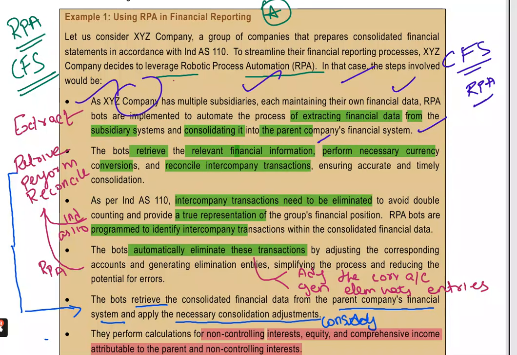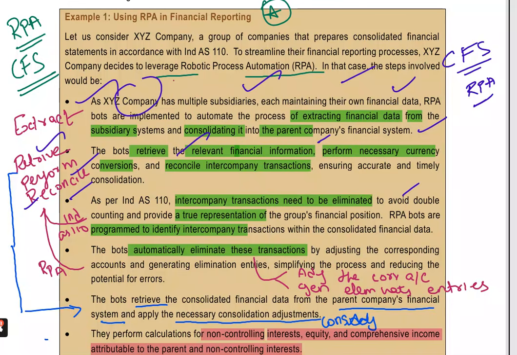Second point, you have to retrieve, perform, and reconcile. What is retrieve? You are going to extract a lot of data, but you want to retrieve only the relevant financial information. Then you have to perform the currency conversions. And the last one is reconcile: reconcile the intercompany transactions. So the next point will lead to this one. Regarding reconcile, we have to remember that Ind AS 110 says one thing, and what the RPA does is another.